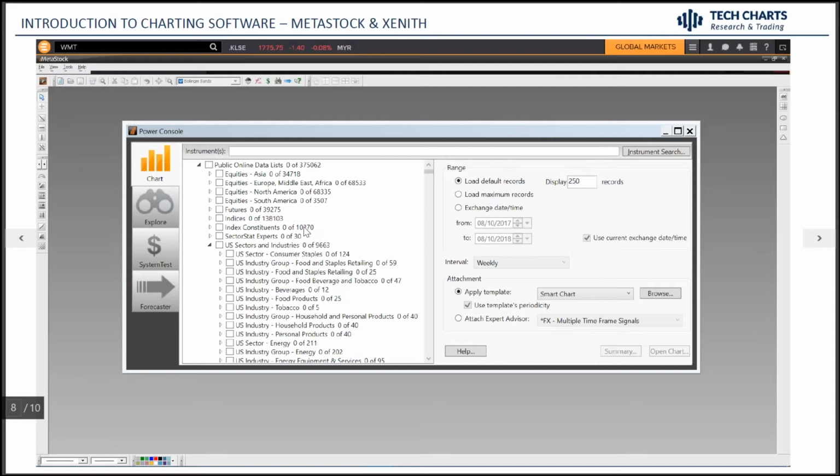Going back to the instrument list, I think MetaStock's data offering clearly beats most retail platforms out there. You name the instrument and it will be available on the Power Console. Here you can see US sectors and industries divided into different groups, organized in a nice way, very easy to access.